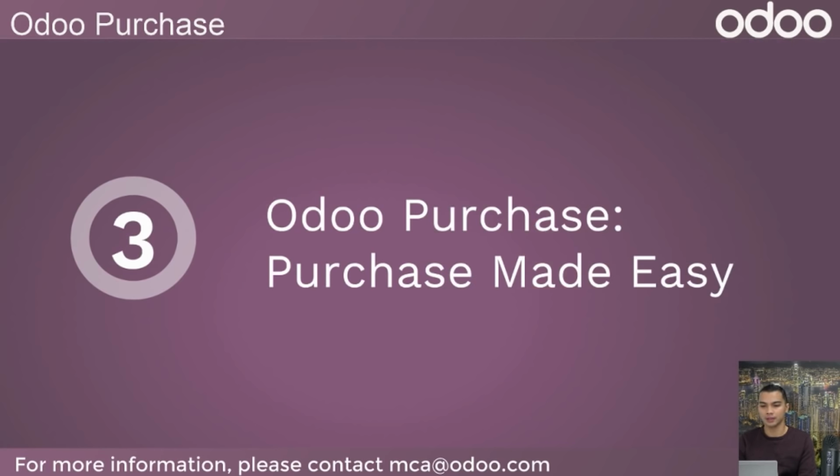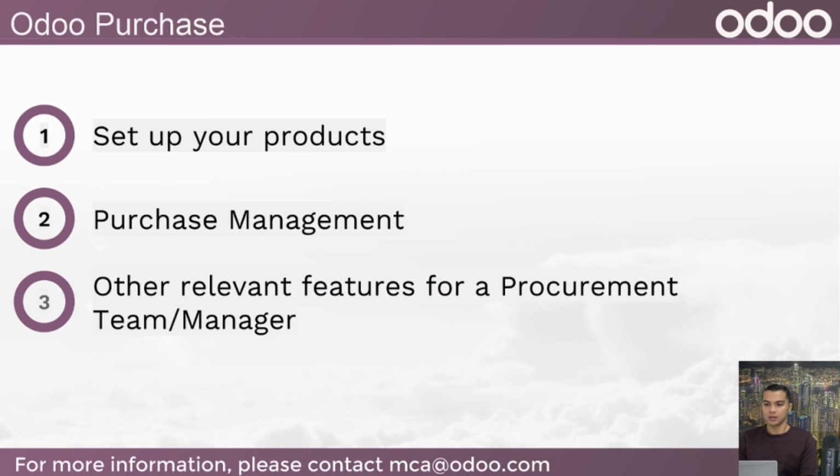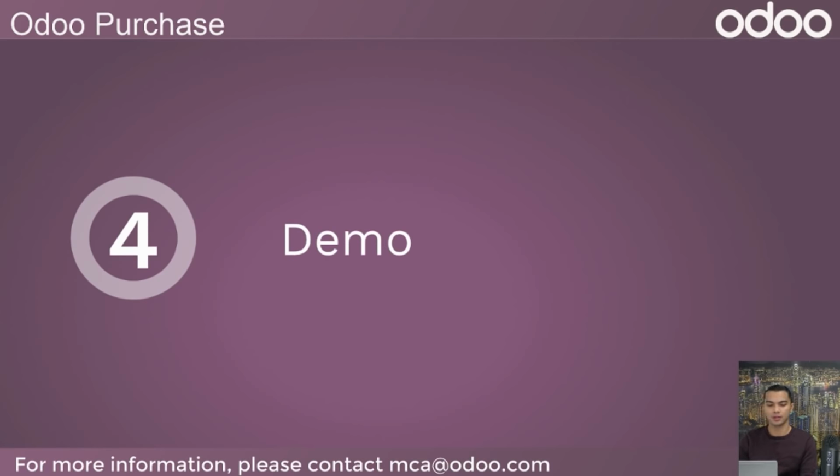So moving in, I'm just gonna give you the brief overview of what I'm gonna discuss today, which is the Purchase app, or Purchase Made Easy. I'm just gonna start off by showing you how to set up your products, and then I'm gonna give different scenarios on how you would manage your purchases depending on how you would want your products to be configured. And I would also show other relevant features that would be useful for a procurement team and manager. So without further ado, here's the demo.